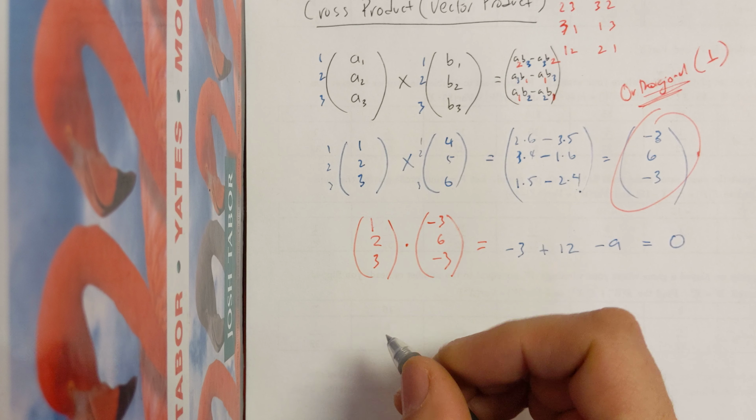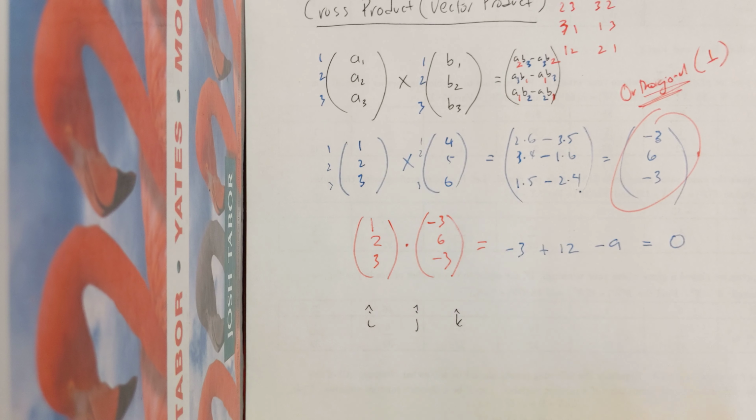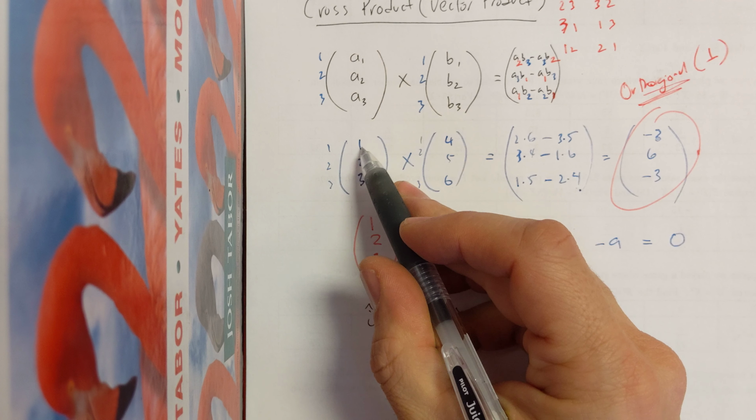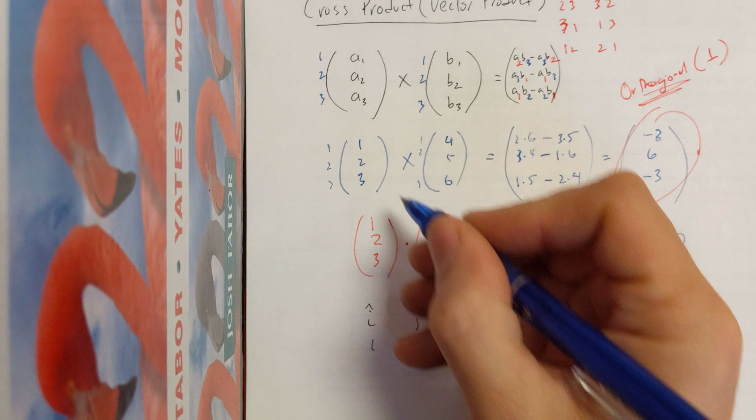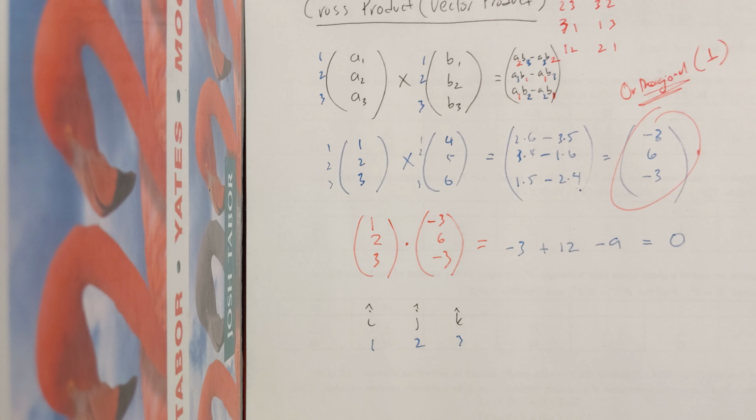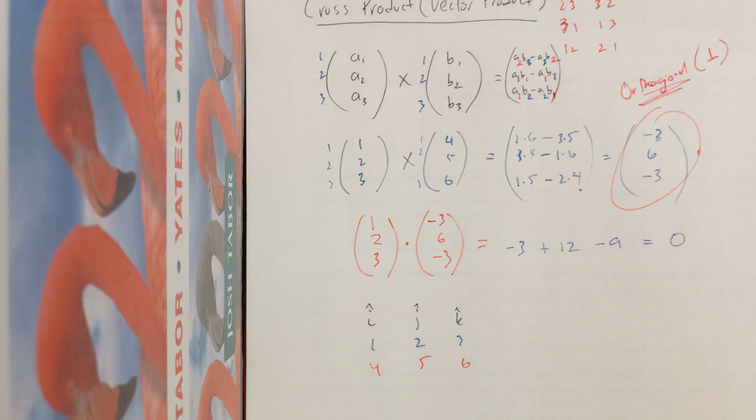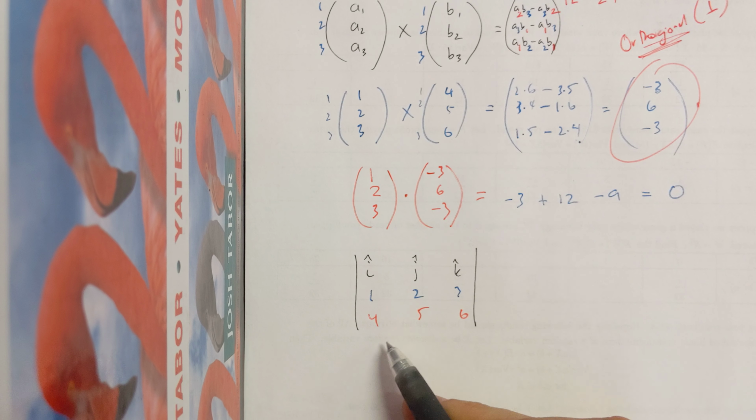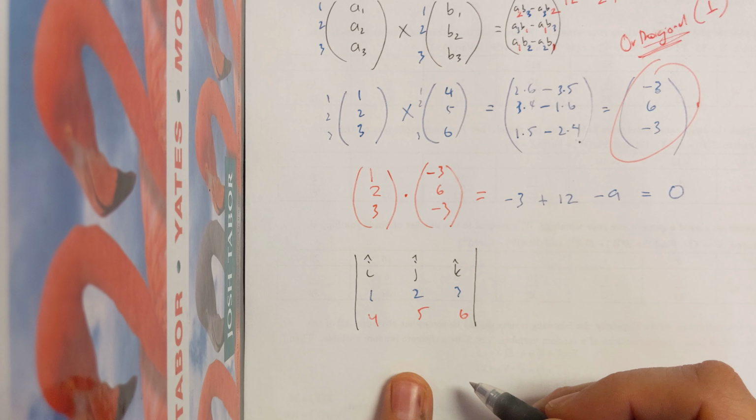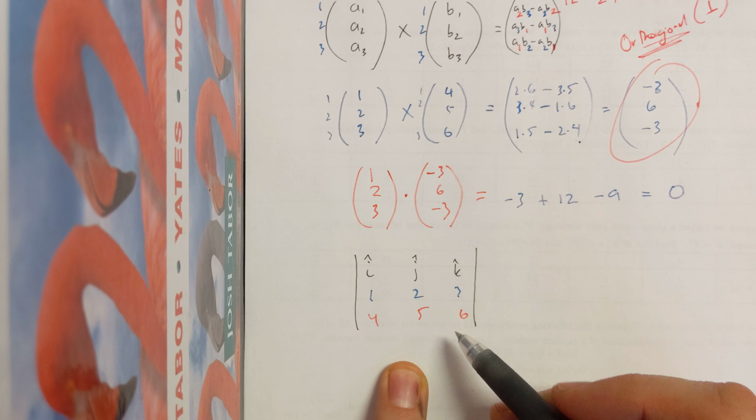Imagine a matrix that has i, j, k as one row. The i, j, k for my first vector would be 1, 2, 3. And for my second vector, 4, 5, 6, this would be 4, 5, and 6, right? So if I had this matrix and I was going to find the determinant of this matrix, then the determinant method says you're going to do this sort of cross diagonal multiplication.